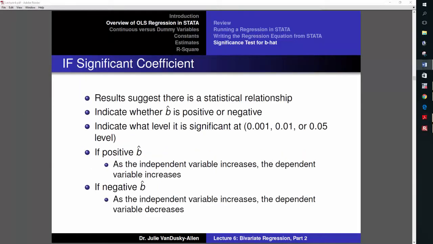Now let's say you have a significant coefficient. Congratulations, you have support for your hypothesis. You would state that there is a statistical relationship between your independent and dependent variables. You would indicate whether b hat was positive or negative, and you would say at what level it was significant. Additionally, if the coefficient b hat were positive, you would say as the independent variable increases, the dependent variable increases. If the coefficient were negative, you would say as the independent variable increases, the dependent variable decreases.